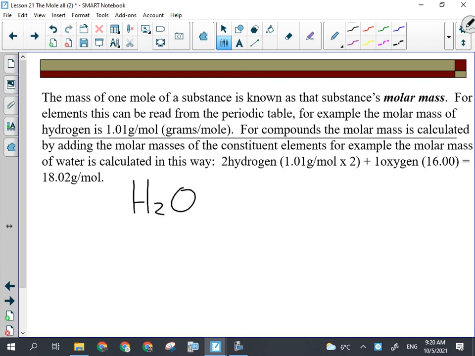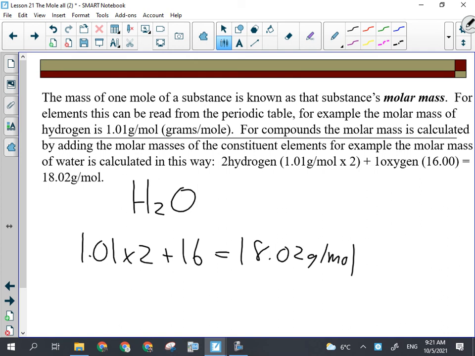in a molecule of water, there are how many hydrogen atoms? Okay, so hydrogen, 1.01, there's 2 of them, so I multiply it by 2, plus 1 oxygen. If I have 6.02 times 10 to the 23 molecules of water, or 1 mole of water, it will have a mass of 18.02 grams per mole. Everybody with me on how I calculated that?